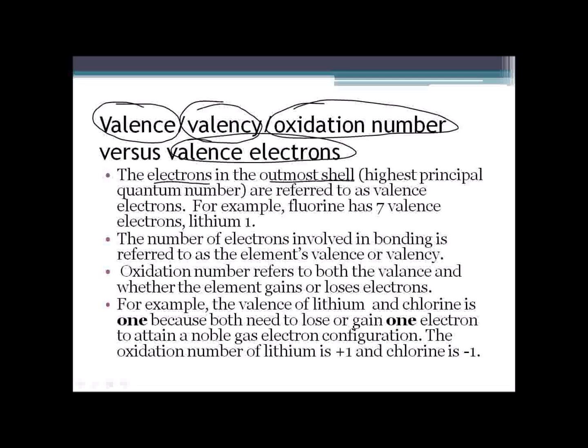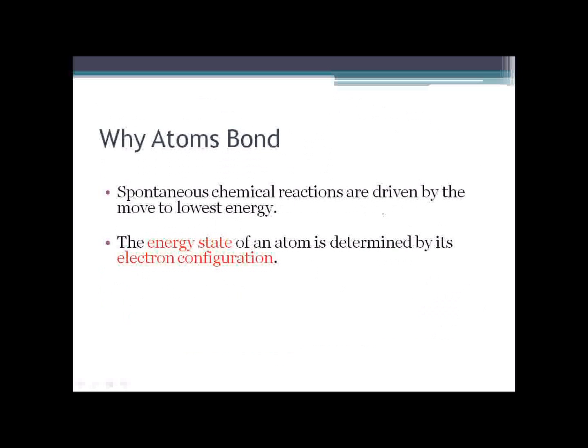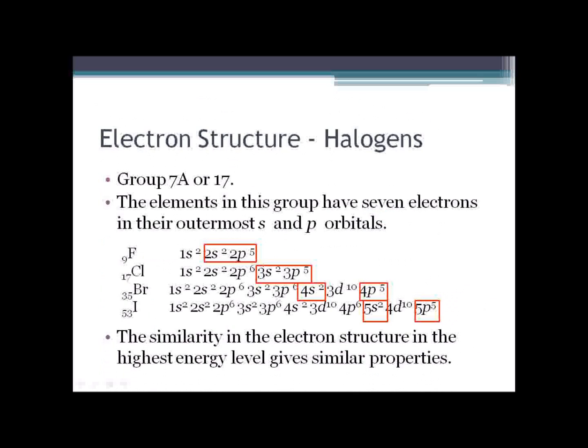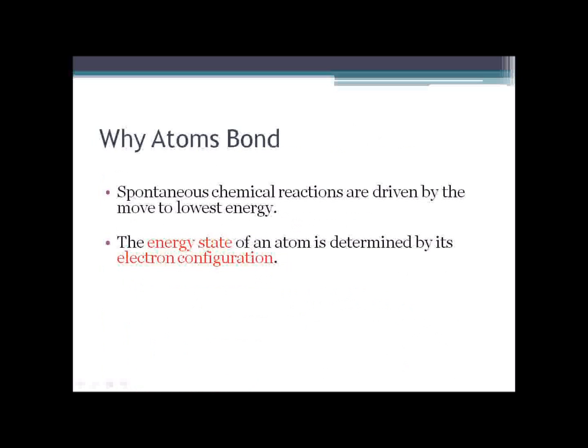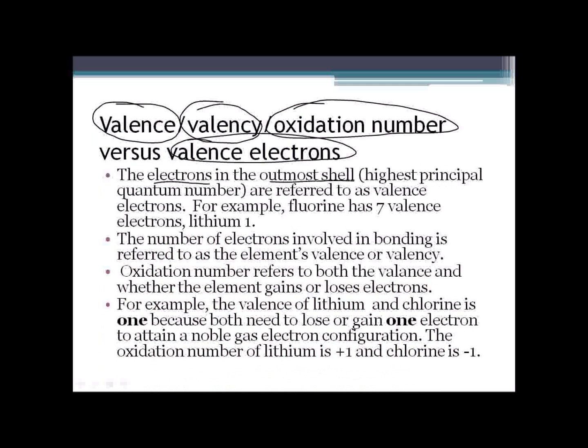So, for example, there's one electron in the outermost shell, that's the highest principal quantum number, for lithium. So its number of valence electrons is 1. Whereas for fluorine, it's actually got 7 valence electrons. In fact, I can just zip back here. You can see here there's fluorine, 2 and 5. It's got 7 valence electrons. And if I showed you lithium, it would obviously be 1 valence electron.